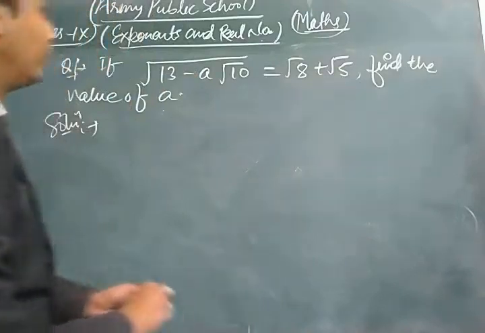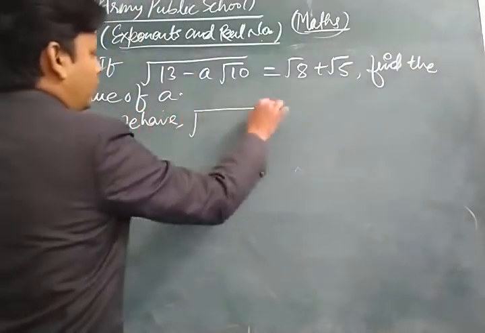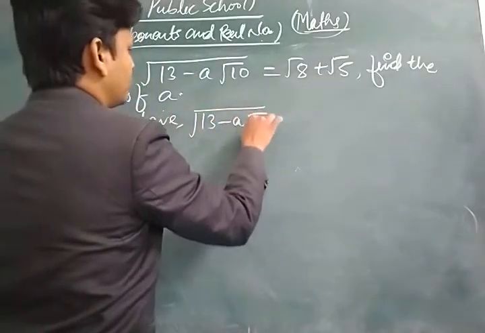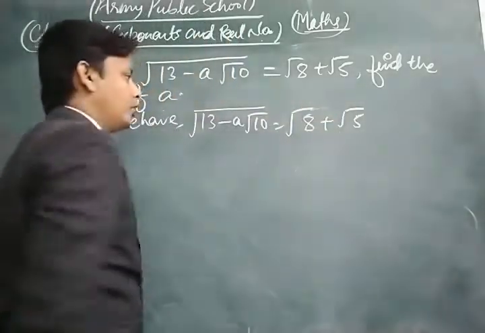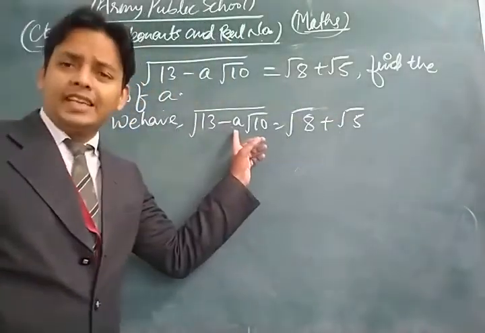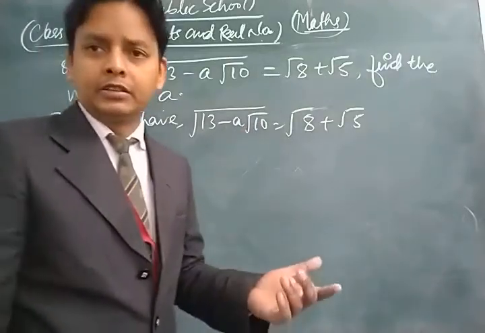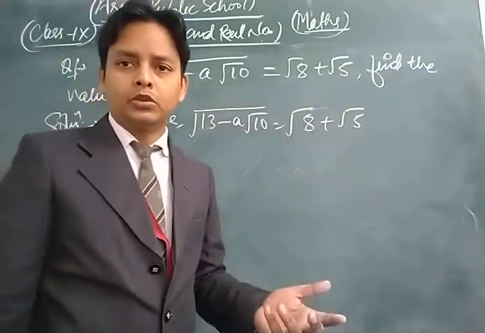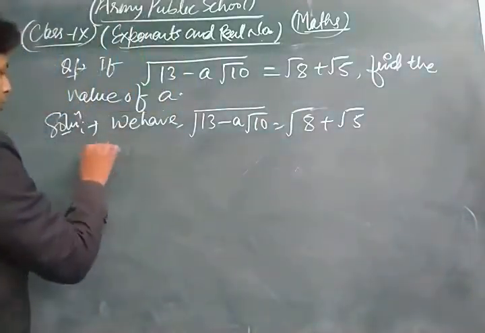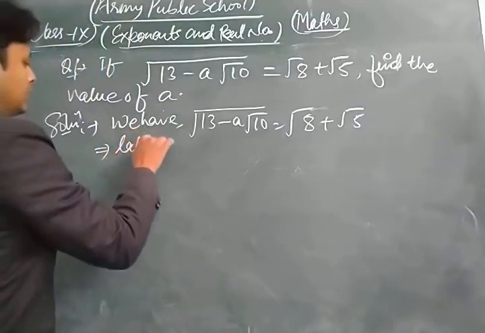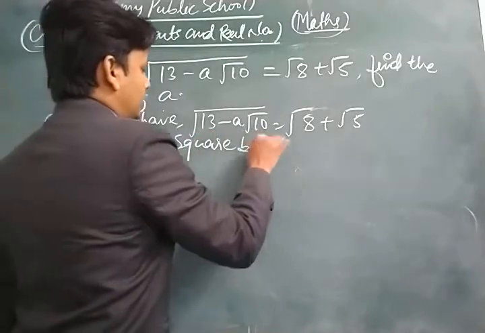So first of all, we have under root 13 minus a into under root 10 is equal to root 8 plus root 5. Now what do I do for that? Here a is a variable, so we cannot form an identity like a plus b whole square or a minus b whole square. So first of all, we take square on both sides.